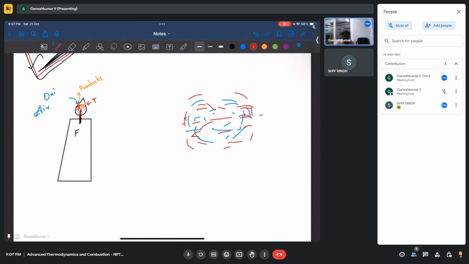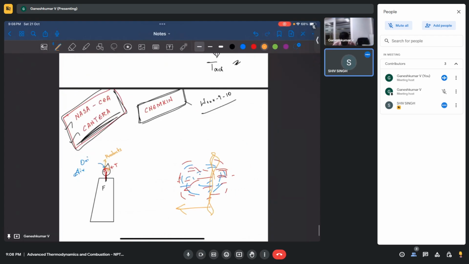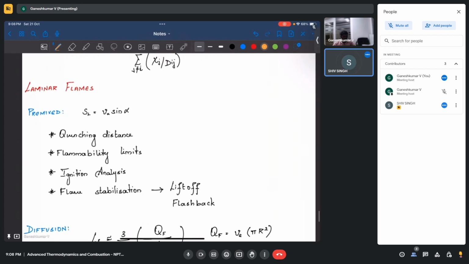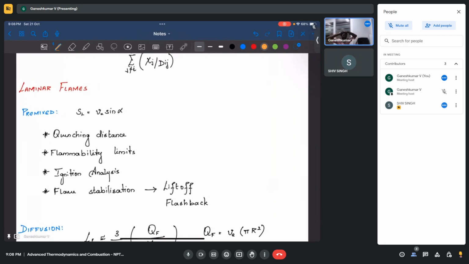Let's say for a spark ignition engine, the spark gives ignition, and once you ignite it, there will be a flame, and this flame will propagate through the combustion chamber and the whole charge. The speed at which the flame propagates is given by the flame speed. So that is what is given by the flame speed of the combustion system, the rate at which the flame propagates.